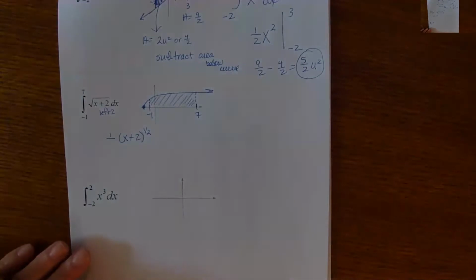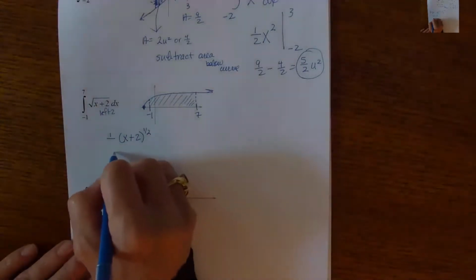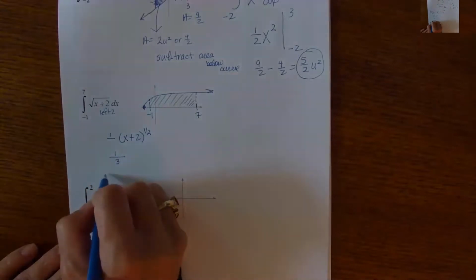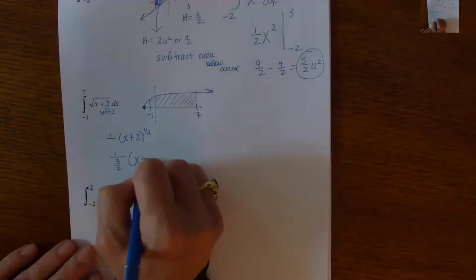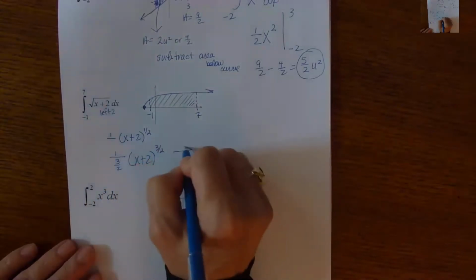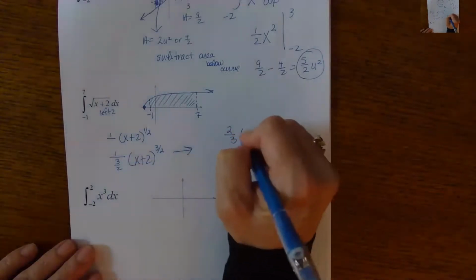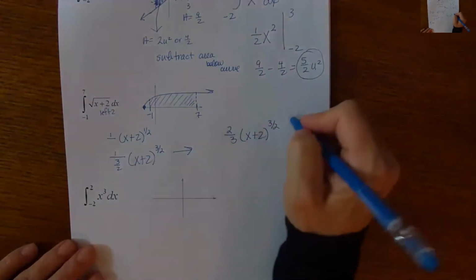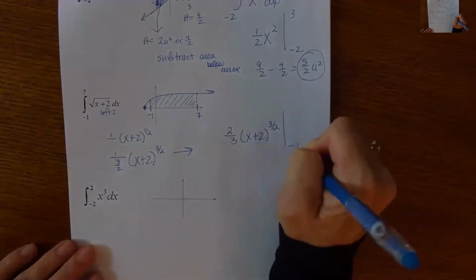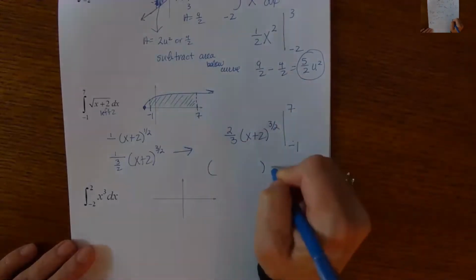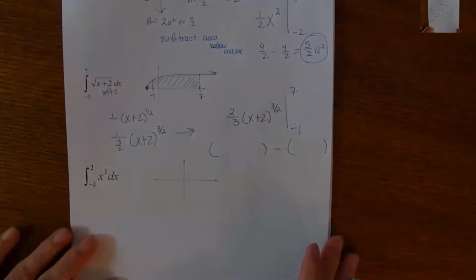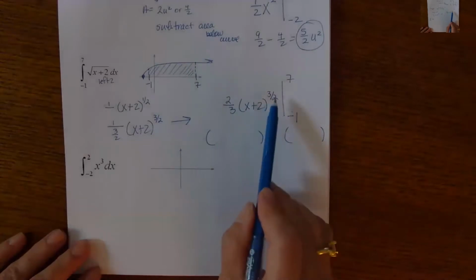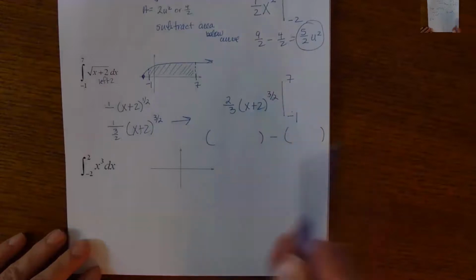What do you get when you power up 1/2? One half plus 1 is 3 halves. So that's really 2/3 times x plus 2 to the 3 halves, right? And we're going from -1 to 7. So we're going to plug 7 in, plug -1 in, and we're going to subtract them. No big deal. What's 7 plus 2? 9. The square root of 9 is 3. 3 cubed is 27.